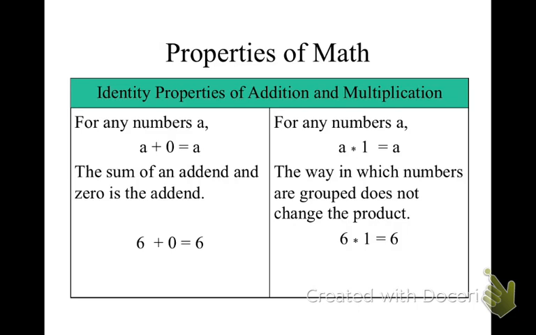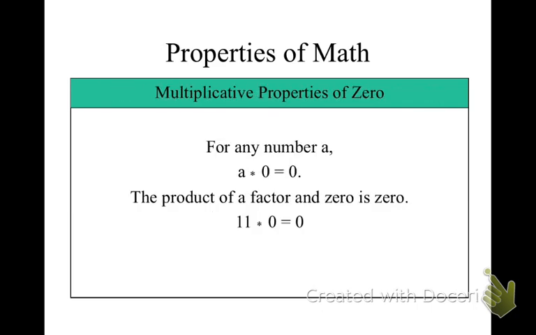For our identity properties, for addition, it's adding 0. It won't change the sum. And for multiplication, it's multiplying by 1. Won't change the product. And finally, the multiplicative property of 0. Anything times 0 is 0 for any number.